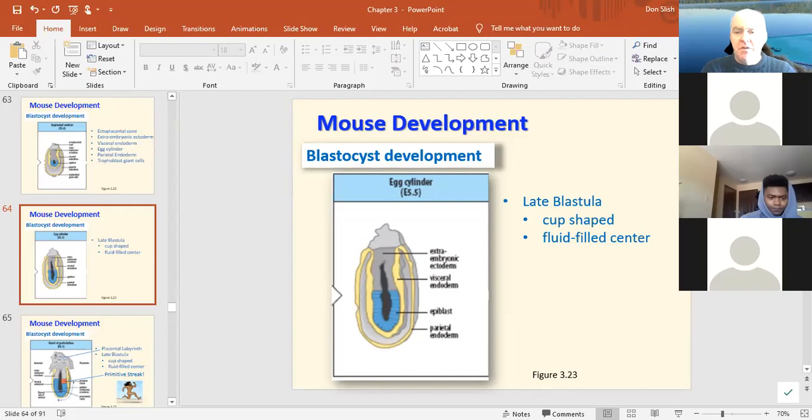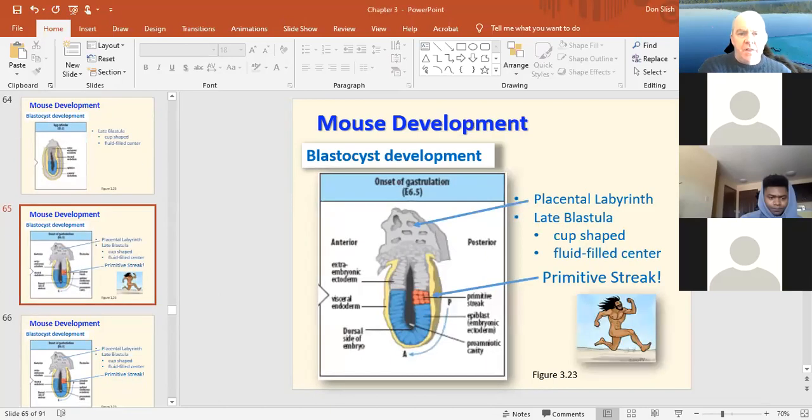Epiblast, again, epithelial cells that are really the embryo proper. And then you've got your two different forms of endoderm. And at this point, you don't see the trophoblast because they've all become part of the placenta, and they've taken that part off of this figure, so you don't see it here. Now, let's see. At this point, maybe the next slide. Okay, the next slide here.